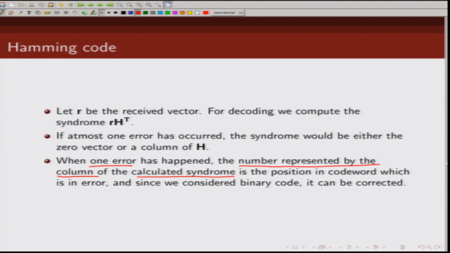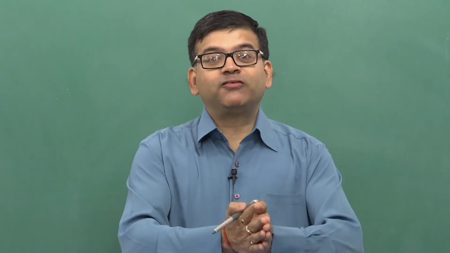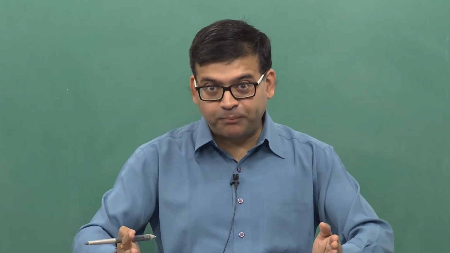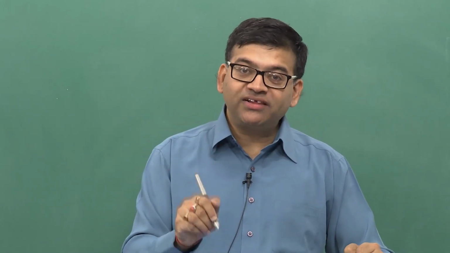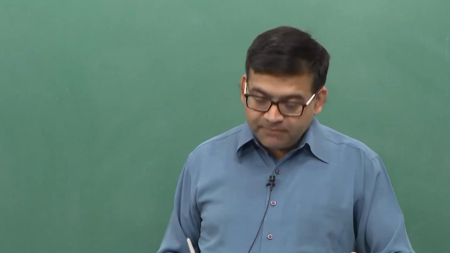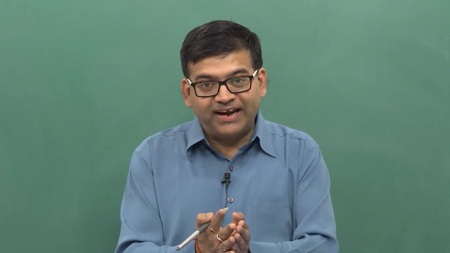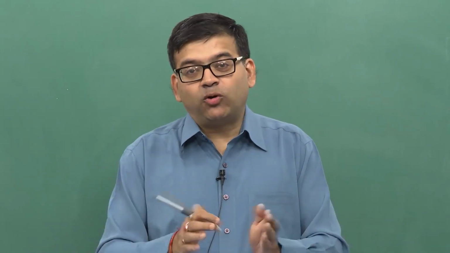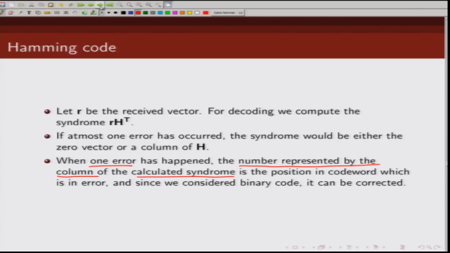See, it is so nice. By looking at the syndrome and comparing it with the columns of our reordered parity check matrix, we can find out the location where the error has happened. And since for a binary code, if we can locate the error, the bit can be either 0 or 1, whatever the bit is, we just flip that bit and get our corrected code word.